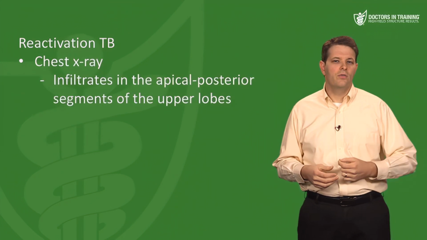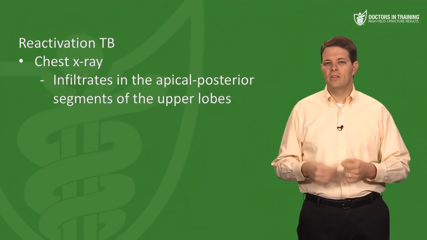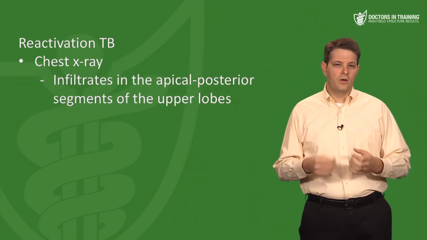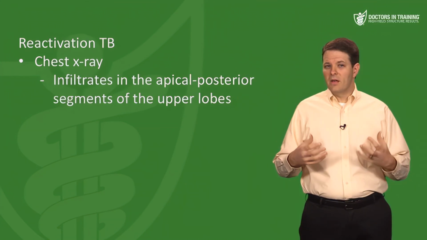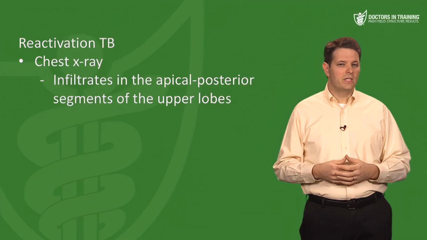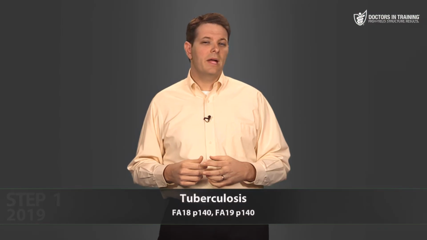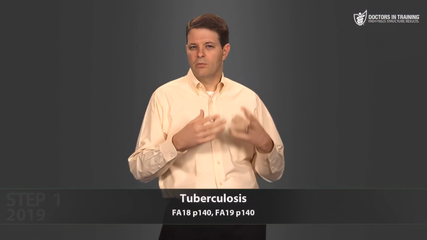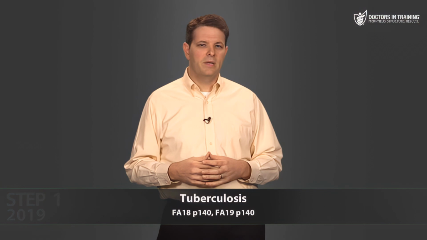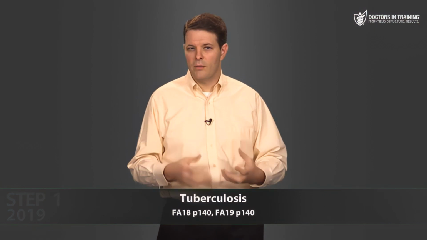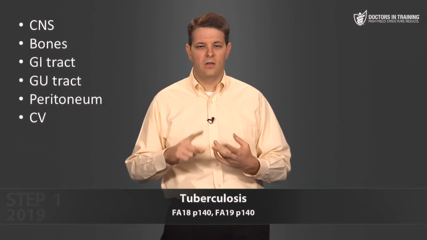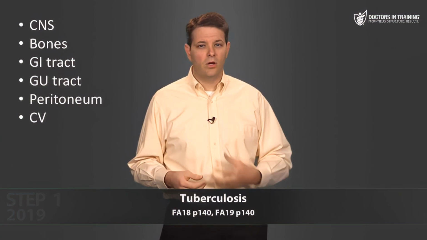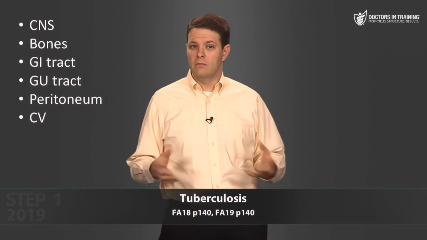On chest x-ray, you'll frequently see infiltrates in the apical posterior segments of the upper lobes. Remember that, it's important. On your exam, something going on in the apices of the lungs is going to be a good clue for reactivation TB. TB that reactivates outside the lungs can show up almost anywhere, kind of like we saw with initial progressive dissemination. TB can disseminate hematogenously during primary infection, so it can show up in the CNS, the bones, the GI tract, the GU tract, the peritoneum, the cardiovascular system, you name it, TB can be there.